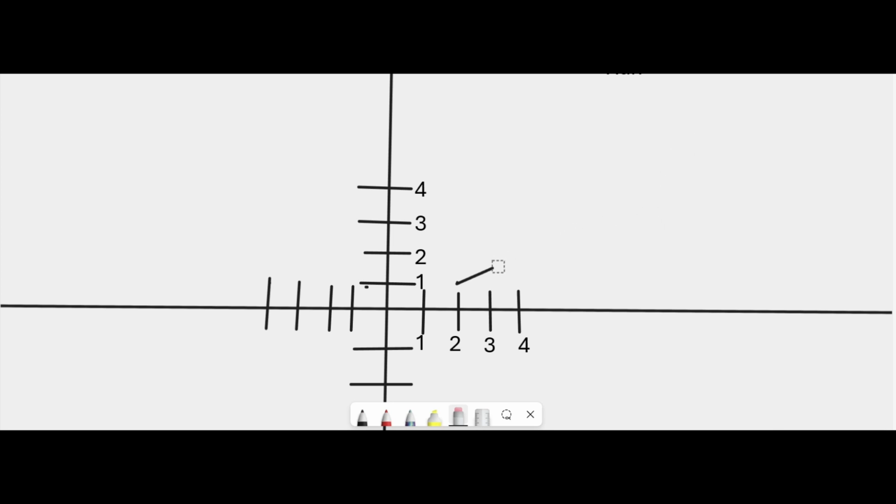If we do another one, we'll say it starts at 1, 1. It goes up to 4 and over to 2. And this line starts at 1, 1. It goes 1, 2, 3, goes up to 4 here. So it goes up 3, goes over 1. Our slope is 3 over 1, otherwise just known as 3.